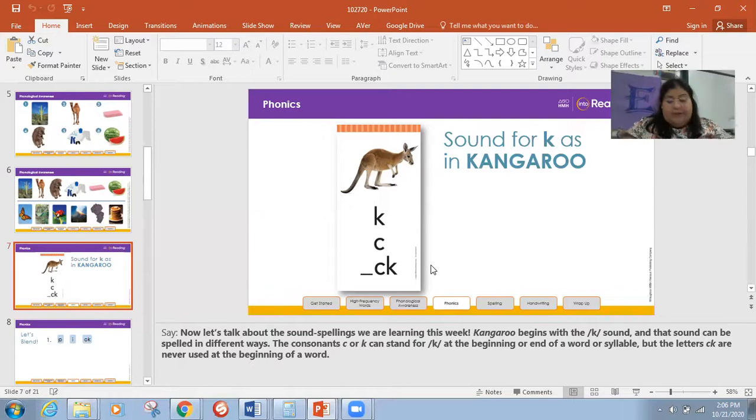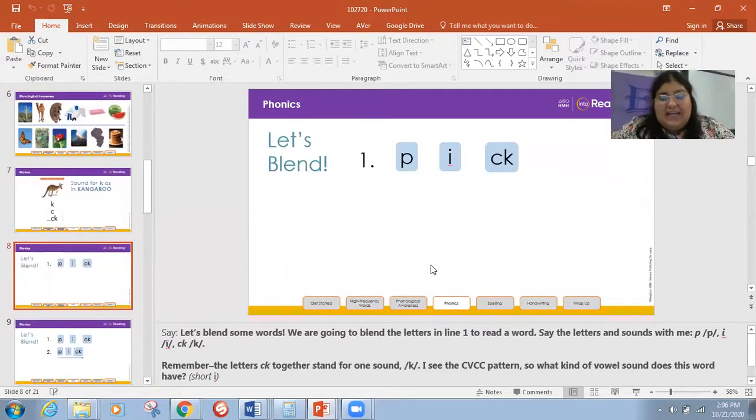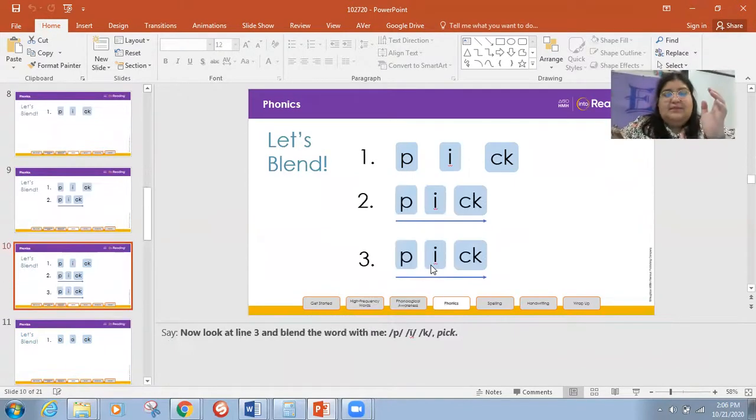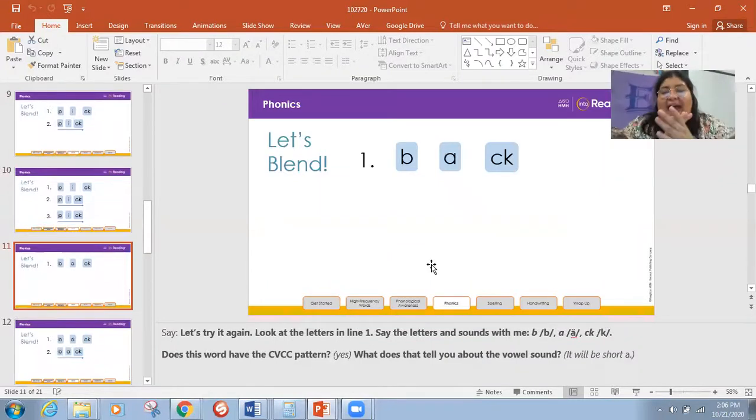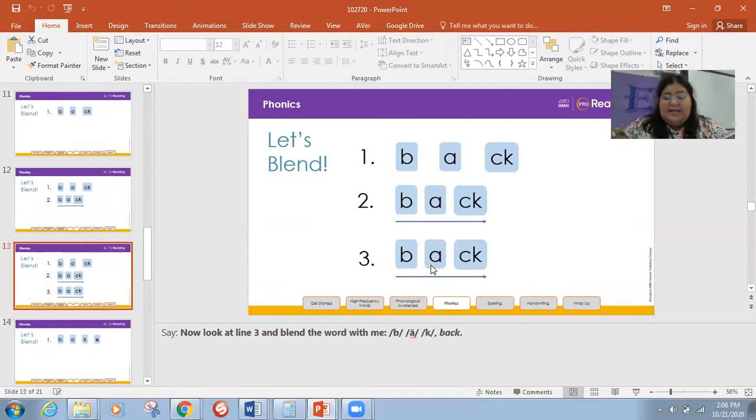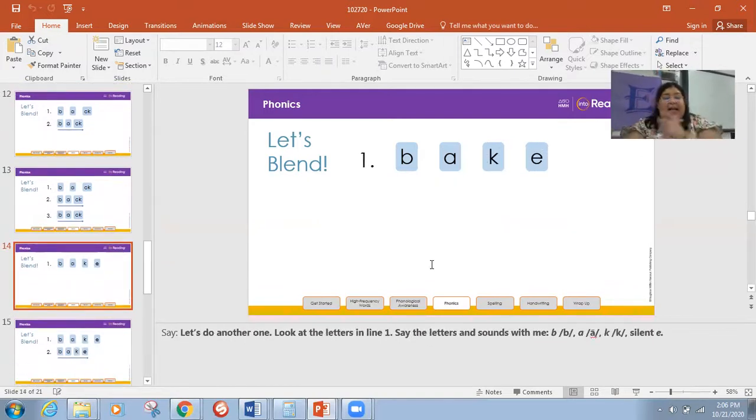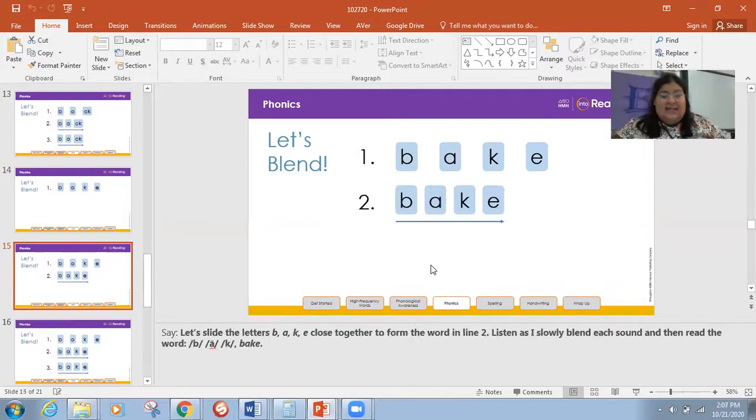All right, good. Here we go. Pick, pick, pick. Let's do the syllables. It. Back. What word is that? Back. Good job. Back. What word is that? Bake.